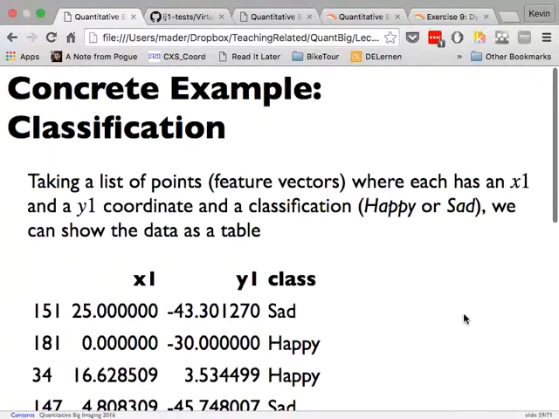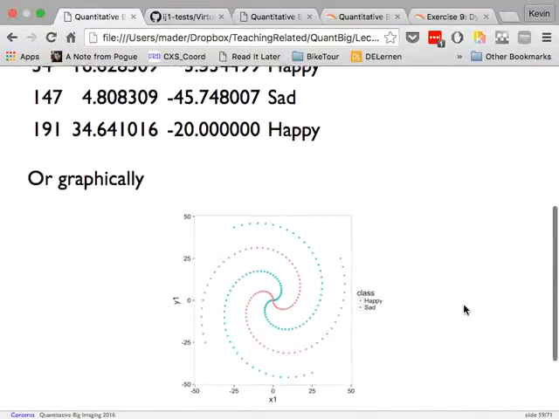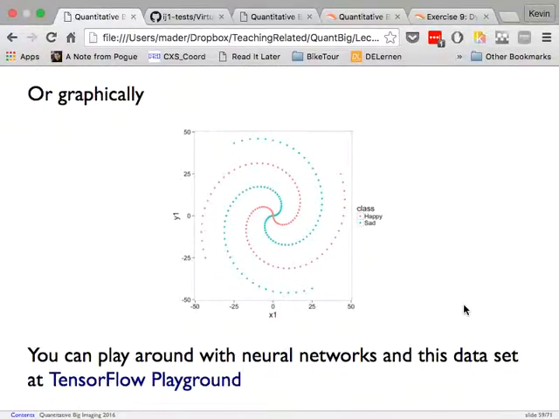And so to see a concrete example of this, say we had a list of feature vectors, so we have x1 and y1, and then we have a class for each one of these points. Here you have a random sampling from it where you have these values and then the class, and it's sad and happy. It's just arbitrarily chosen data sets.